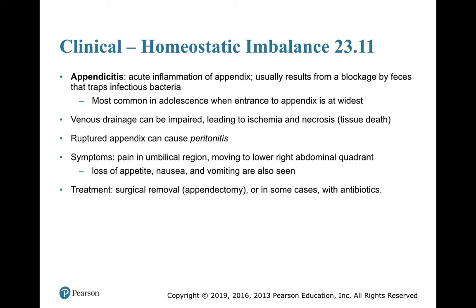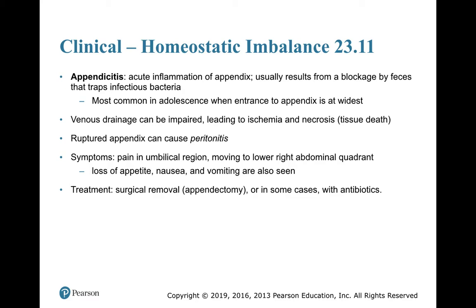Appendicitis is an acute inflammation of the appendix, usually resulting from blockage by feces that trap infectious bacteria. Most common in adolescence, and that's when the entrance to the appendix is at its widest. There's venous drainage that can be impaired. That leads to ischemia and necrosis, which is tissue death. A ruptured appendix can cause peritonitis, an inflammation of the peritoneum.